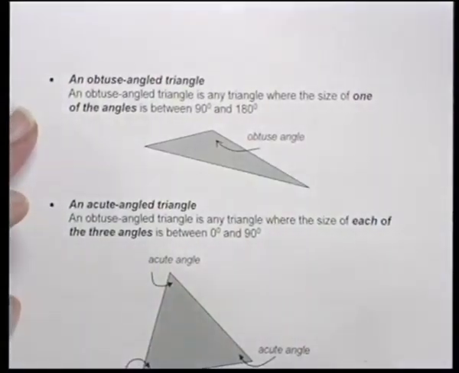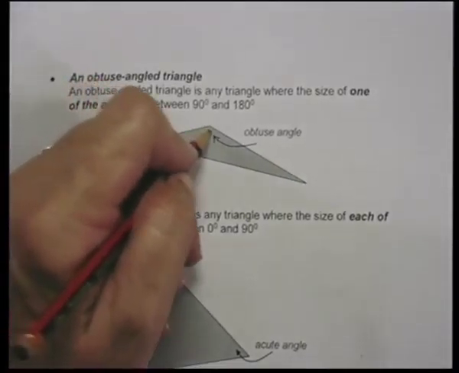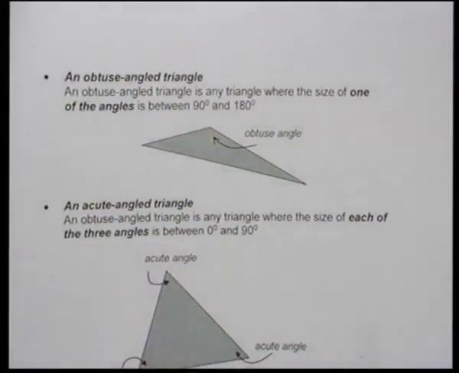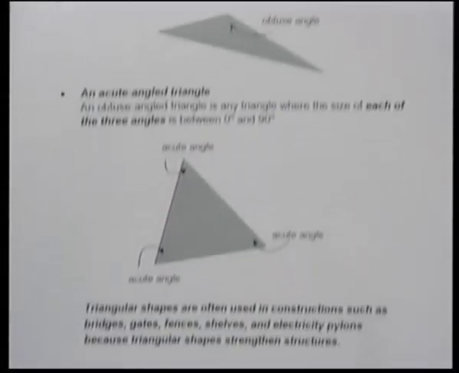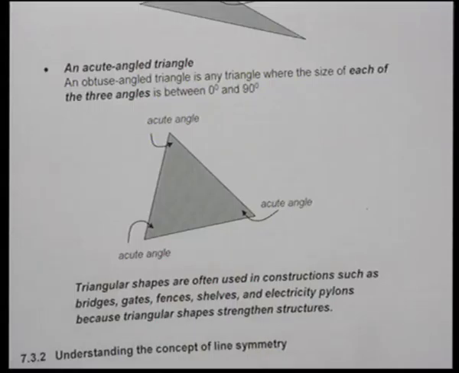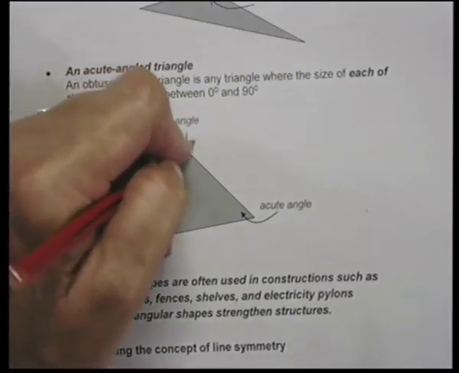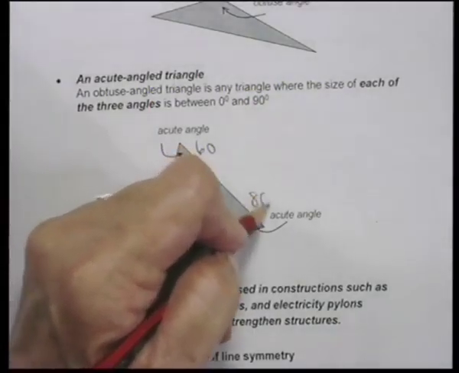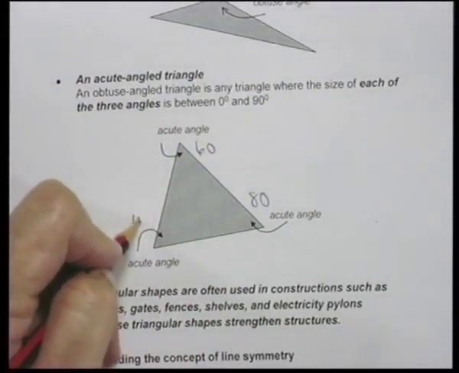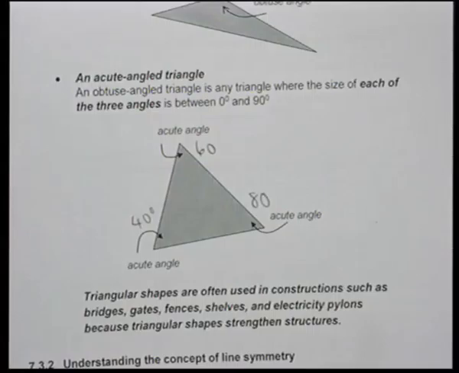The obtuse triangle, we have one angle that is between 90 and 180 degrees. So one angle that is a big angle. So that's the obtuse angled triangle. The acute angle triangle, all the angles are small, less than 90 degrees. For example, this one is 60 degrees, 80 degrees, then this one must be 40 degrees. For example, I did not measure it.